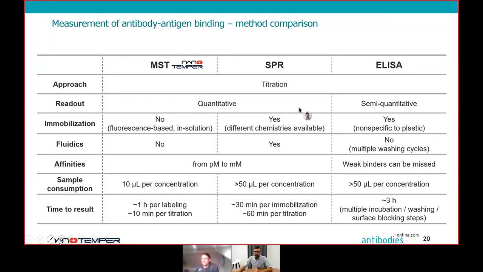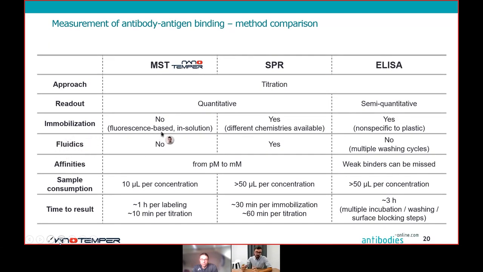In SPR and in ELISA, we have an immobilization. So one of these two molecules needs to be immobilized on the surface. This can be done in SPR through different immobilization chemistries. So if your protein has a certain tag, for example, you can use that to immobilize it even site-specifically. In ELISA, it's often a non-specific immobilization. So here the protein absorbs non-specifically to plastic, and you have to be aware that not all proteins might be happy with that. It could happen that the protein is perhaps denaturing when it's absorbing, and then you don't have binding anymore.